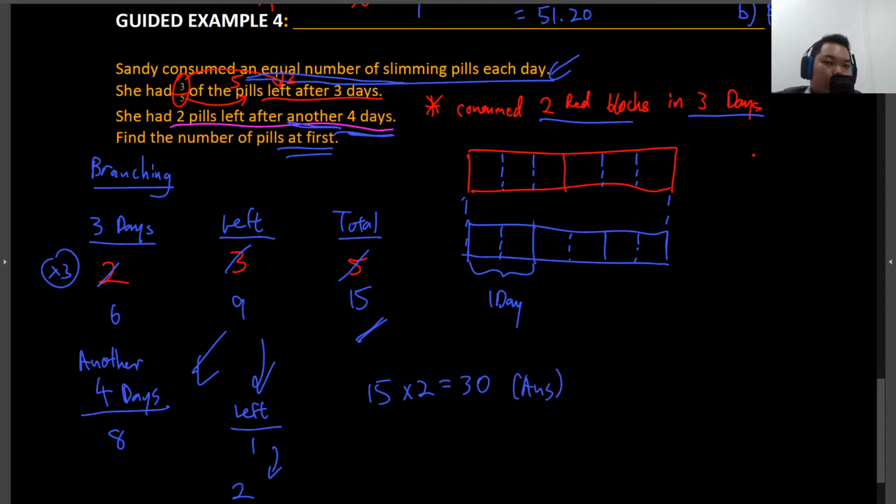Does anyone need me to go through this with models? Which level is this? This guided example 4 is more for P5. Yeah, okay, Wei Ching, got it. What about P6? Yeah, P6 also can be tested, these types of questions.